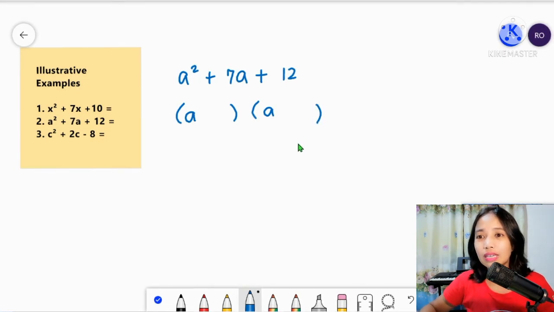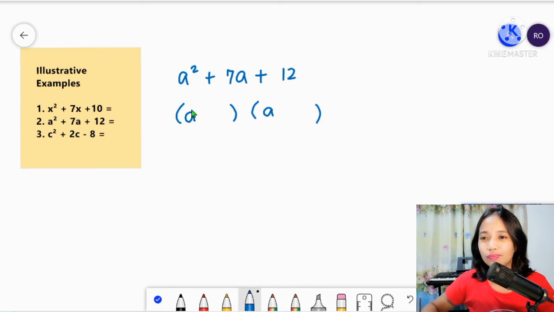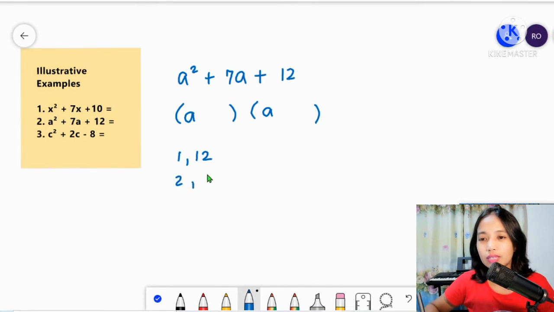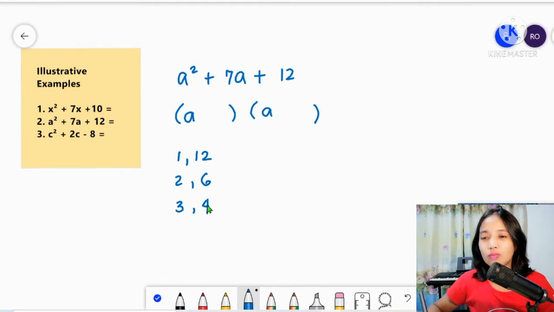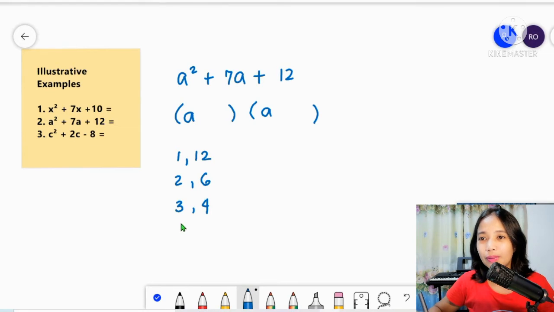Okay, and then the second step is we're going to find all the factors of 12. Okay, so let's start with 1 times 12. And then the other one is 2 times 6. Then the other one is 3 times 4. Okay, so mula dito sa ating pair of factors, aalamin natin kung alin ba dito ang magsasum up into our middle term. Our middle term is 7a or 7.